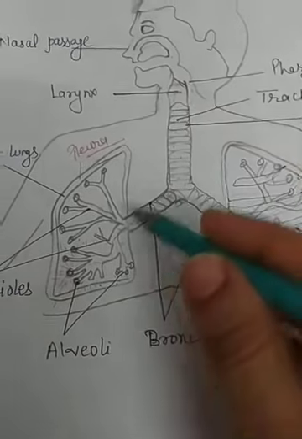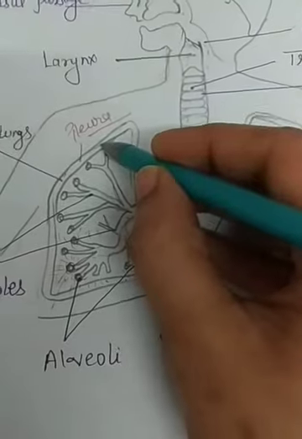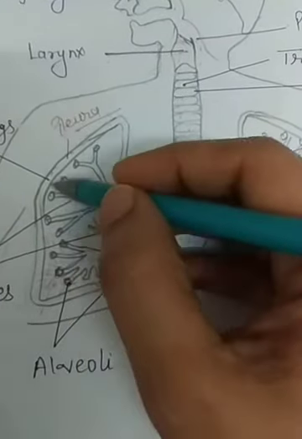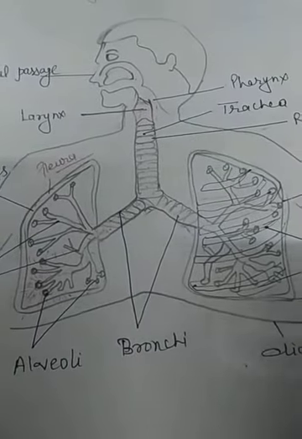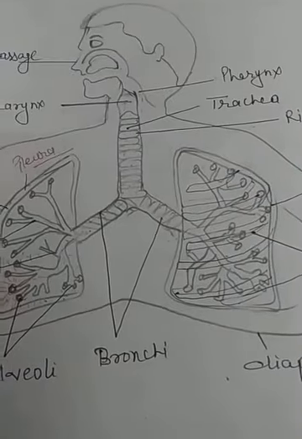Each lung is enclosed in a two-membrane-like structure called the pleura. Inside the pleura, liquid fluid is found which protects the lungs from injuries. The right lung is bigger than the left lung.